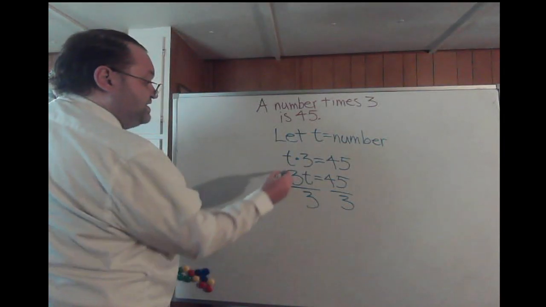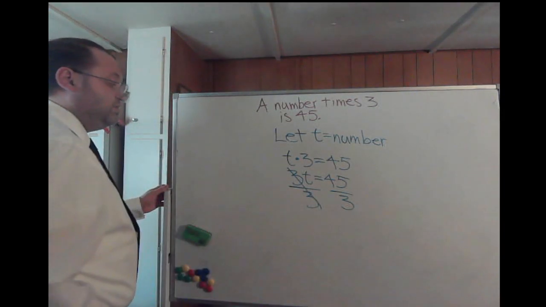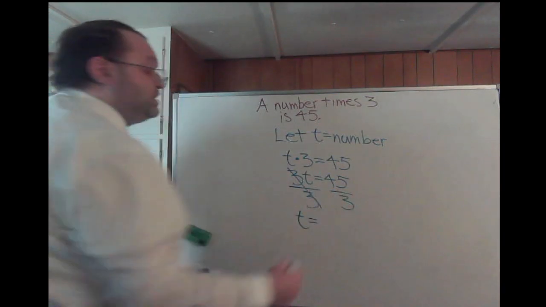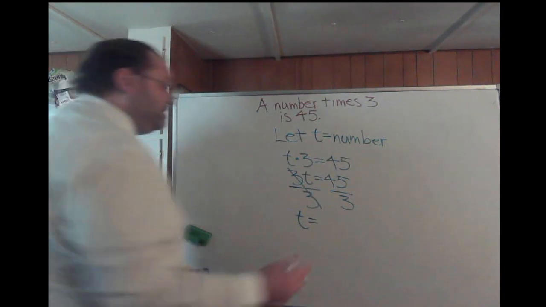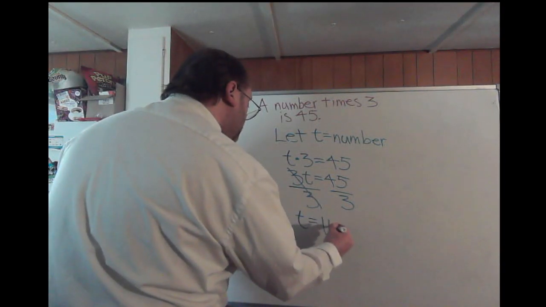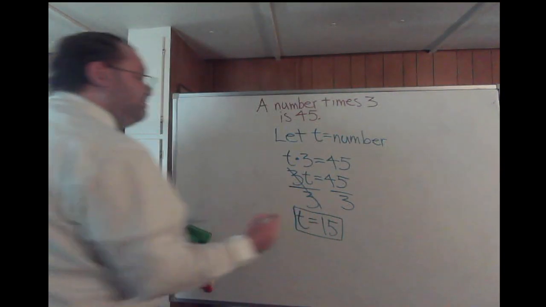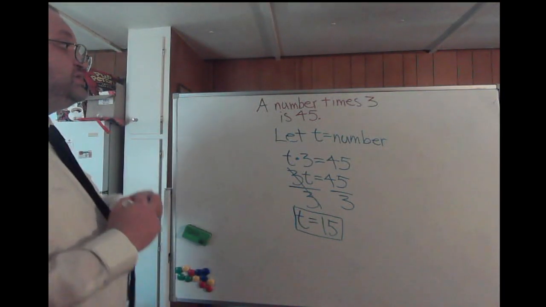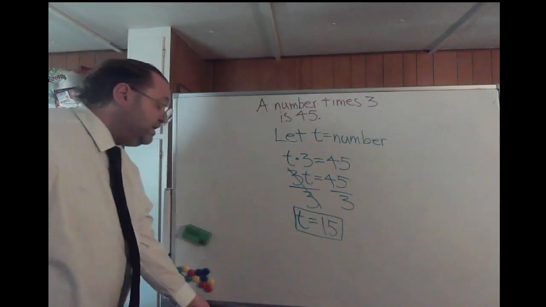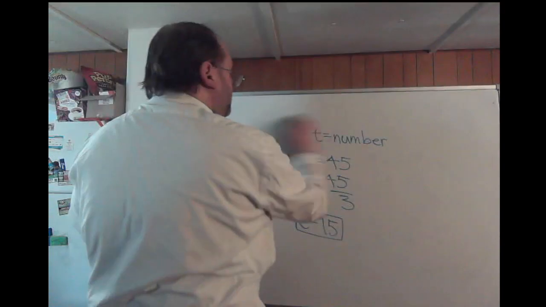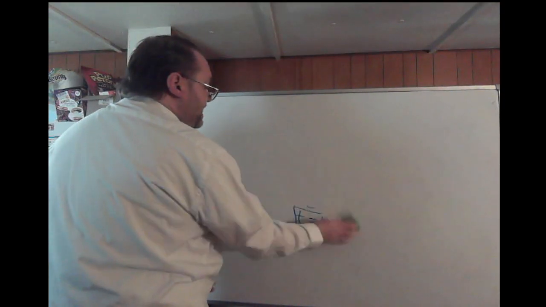Well, notice on the left side, the 3's will cancel out. You'll be left with t. Well, that'll be equal to, what is 45 divided by 3? That'd be 15. So the answer we would get for t, the number that we're looking for, is 15. So 15 times 3 is 45.